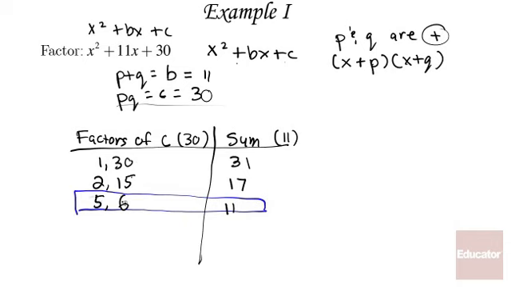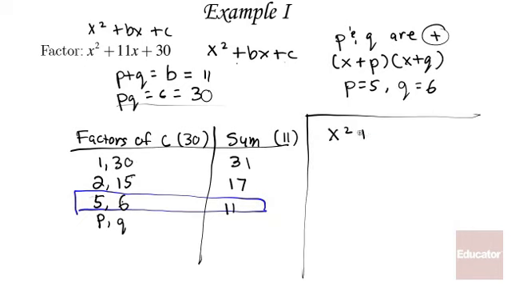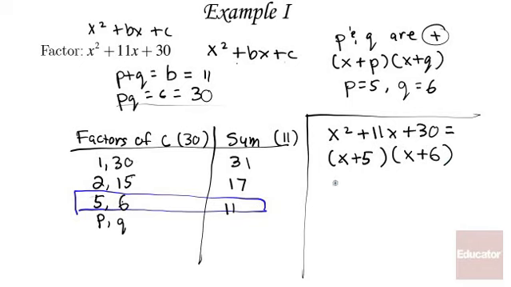Because when I find their product, they equal C. When I find their sum, they equal B. So I know that this is my correct P and Q. So now that I know that P equals 5 and Q equals 6, I can go ahead and factor this. So looking at the trinomial that I was given, x squared plus 11x plus 30 equals x plus 5 times x plus 6. I can always use FOIL to check.